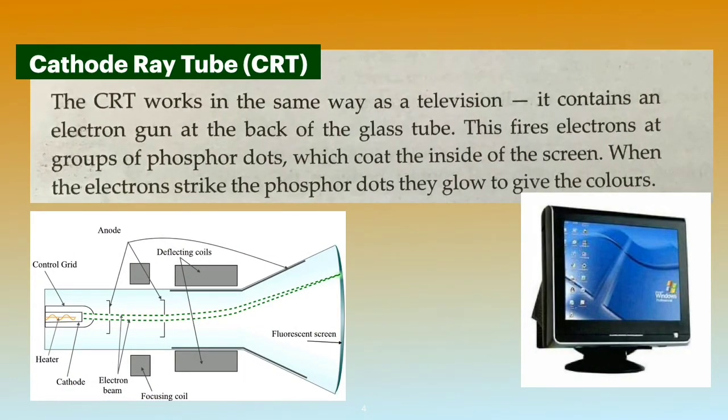Cathode ray tube or CRT monitors. The CRT works in the same way as a television. It contains an electron gun at the back of the glass tube. Can you see the glass tube which is appearing on your screen? This fires the electrons at the group of phosphor dots which coat the inside of the screen. When the electrons strike the phosphor dots, they glow to give the colors.